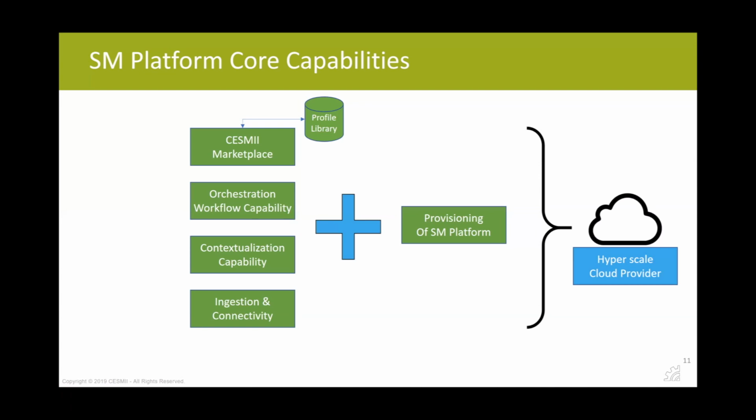Next is the orchestration capability. Again, movement of information from these layers, from ingestion all the way to the applications or in between applications. That orchestration has to be done in the platform. And then on top of it is a CESMII marketplace where we will host a number of OT applications, as well as what we are calling the profile library. And you'll hear a little bit more about that.